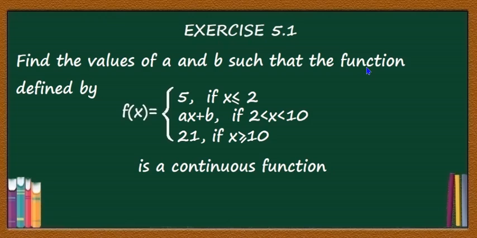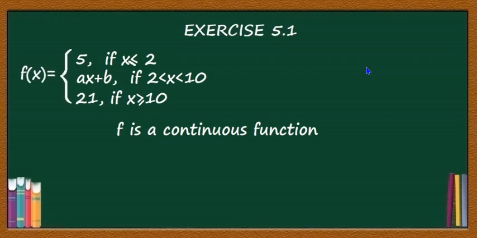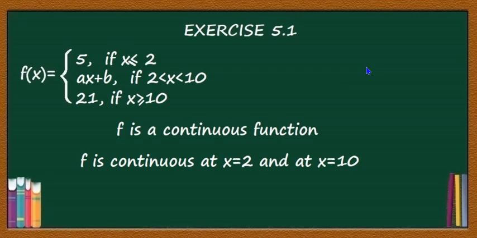The given function is continuous, which means it is continuous everywhere, and let us use the continuity at the points where the function switches over. That is, f of x is equal to 5 if x is less than or equal to 2, ax plus b if 2 is less than x less than 10, 21 if x is greater than or equal to 10, which is the given function, and it is given that it is continuous. It is continuous at x equal to 2 and at x equal to 10 also. Using that, it is possible to get the values of a and b.